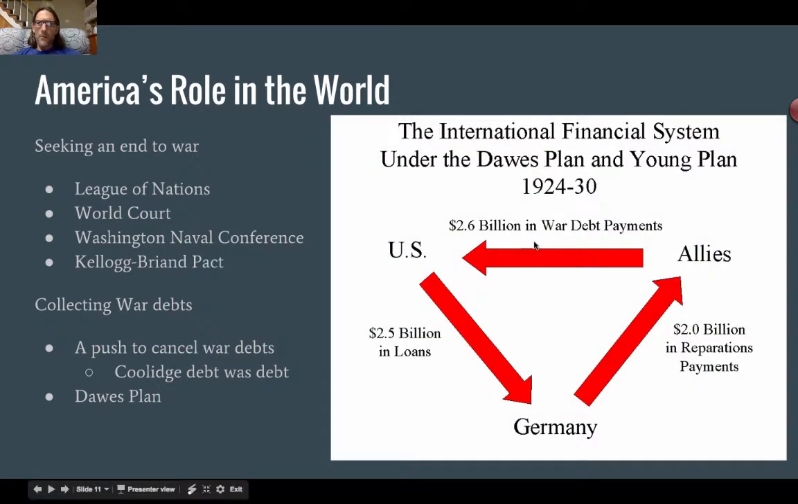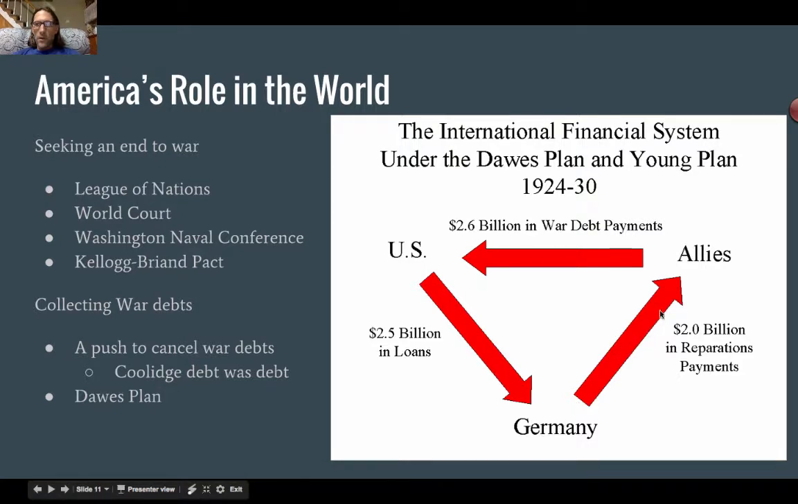One of the problems that we already talked about is that Germany was going to default on their war debts. France is in the process of probably invading Germany. The United States steps in. They send a banker over named Dawes, and he creates what's known as the Dawes Plan. And in the Dawes Plan, the U.S. is going to loan $2.5 billion to Germany.